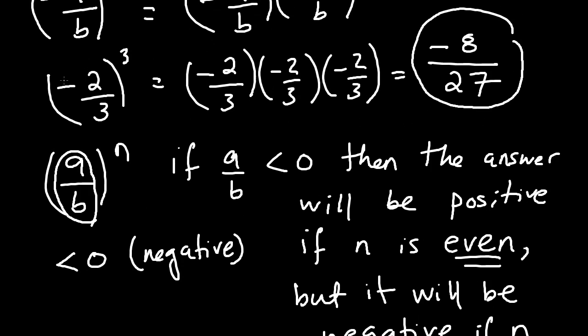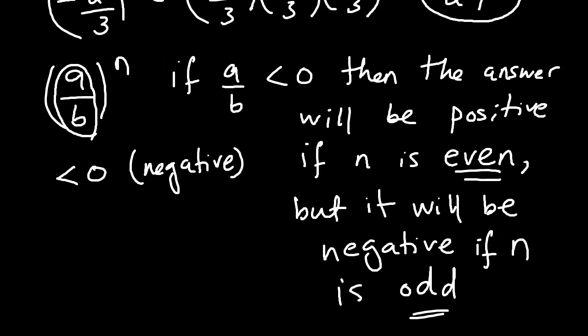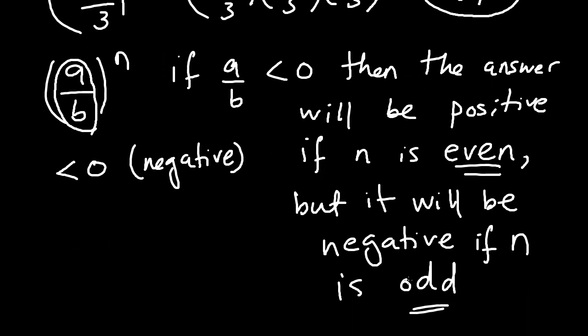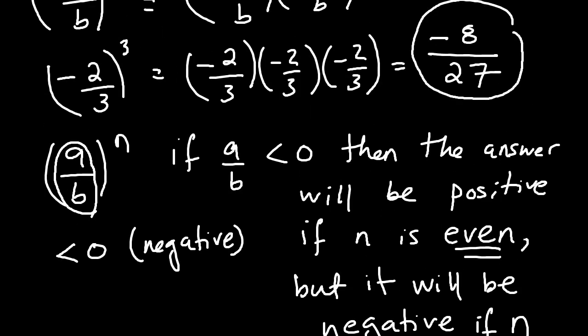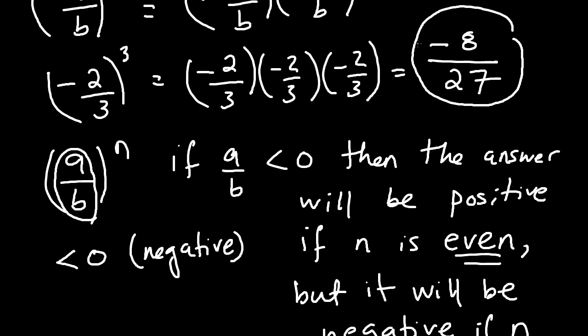So let's look at our problem that we just did here. Our a over b is negative, right? If a over b is less than 0, which means it's a negative number. And look at our n. It's an odd number, right? So what do we get when we have an odd exponent here? Well, let's look down here in our rules. If our exponent is odd, we get a negative number, right? And that's exactly what we get here. We got a negative number.